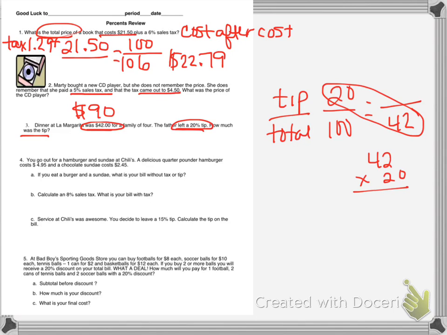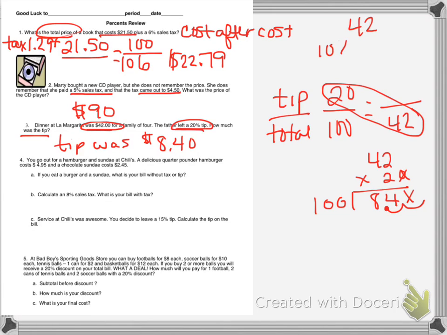42 times 20. So here's my placeholder. Instead of all my zeros, you can do zeros if you like. 4 and 8. And we're going to divide that by 100, so we know that we can go 1, 2. So the tip was $8.40. Now, one of the tricks we talked about was the percent trick. So if it was 42, and some of you have done this with your extra credit, right? 10% is 4.20, and you can say times 2 is 8.40, and that is fine too. As long as you're showing me your work on your test, we're good.